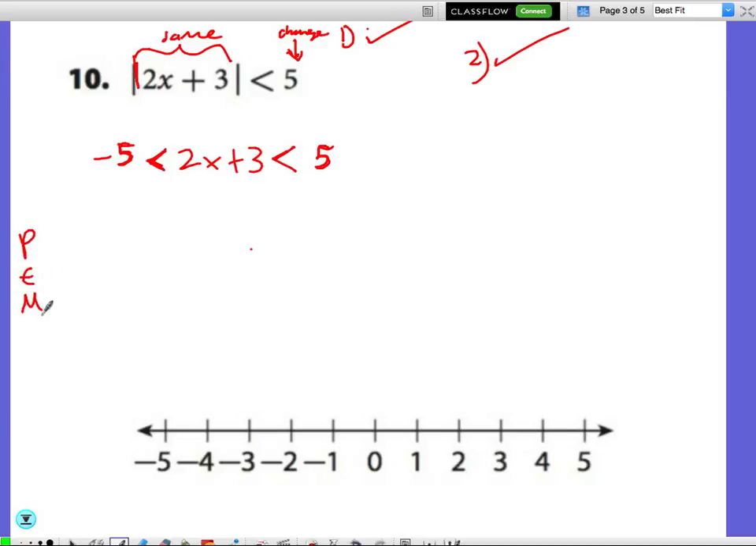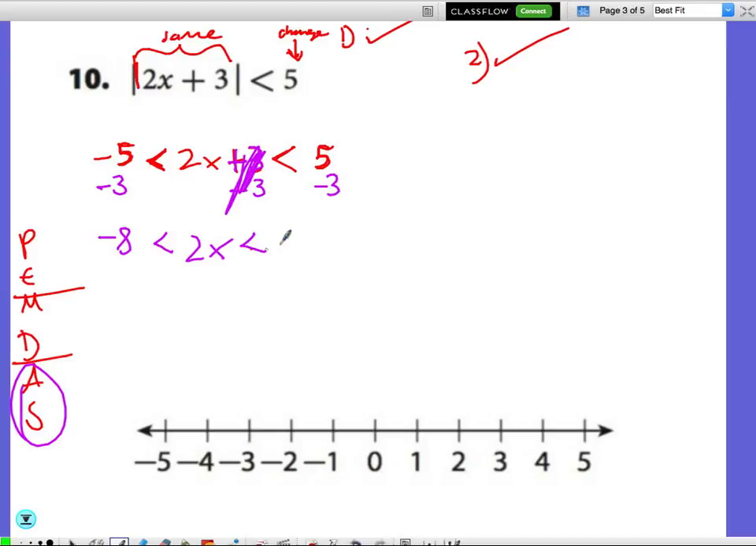So don't forget reverse PEMDAS. Don't divide by 2 first. You don't want to do that. You want to follow reverse PEMDAS. So you look if you have addition or subtraction. Here we're adding 3, so we want to look at that first. What is the opposite of adding 3? We subtract 3. Since we're talking about a compound inequality, we do it to all 3 sides. Negative 5 minus 3, that's negative 8. Here, that goes away, so we just have 2x is less than 5 minus 3, which is 2.